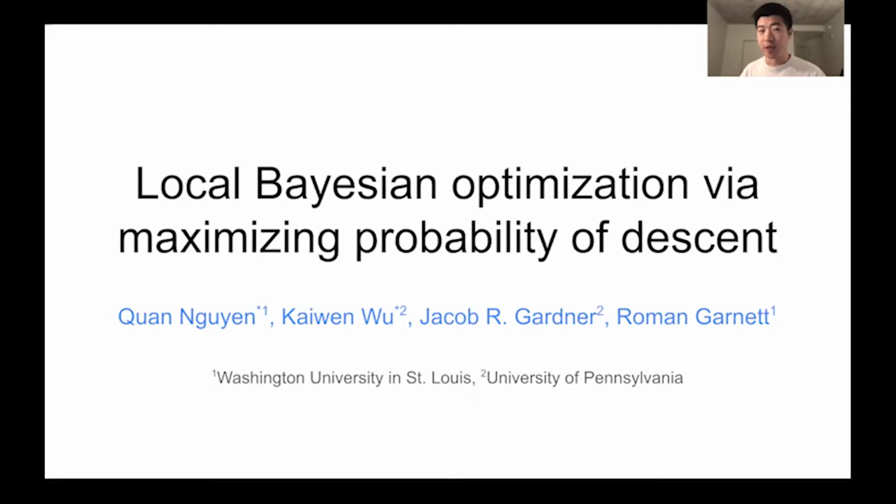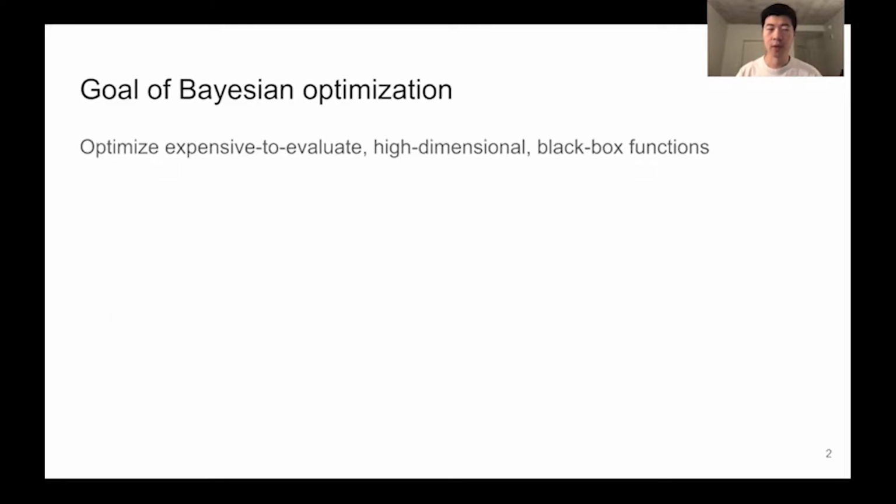In this video, I'm going to present our paper, Local Bayesian Optimization via Maximizing Probability of Descent. This is a joint work with Quan, Jacob, and Roman. In this paper, we develop a new Bayesian optimization algorithm.